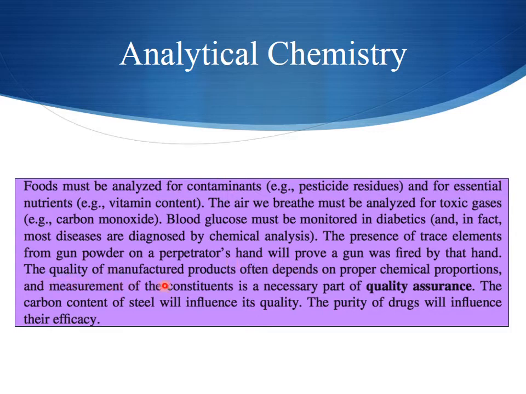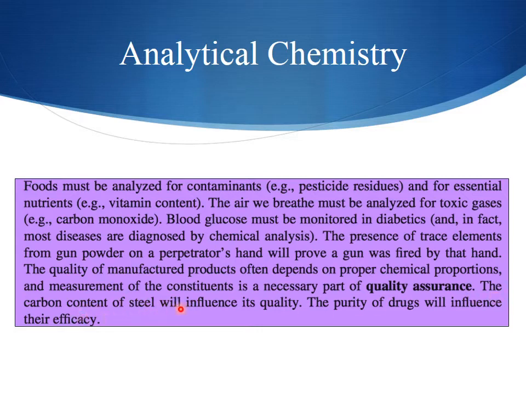The quality of manufactured products often depends on proper chemical proportion, and measurement of the constituents is a necessary part of quality assurance. So analytical chemistry can help maintain quality assurance. First, we will determine the elements present, and secondly, we can maintain the quantity of these elements in a sample, and this will play a vital role in the maintenance of quality assurance.